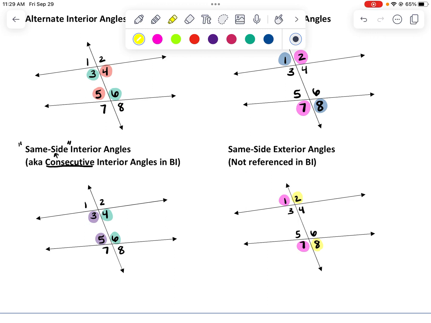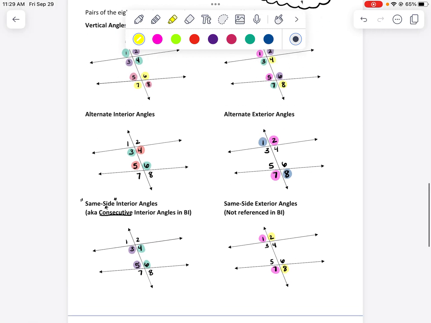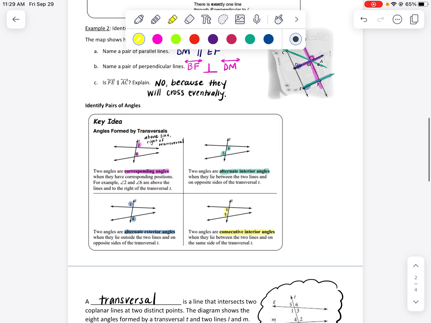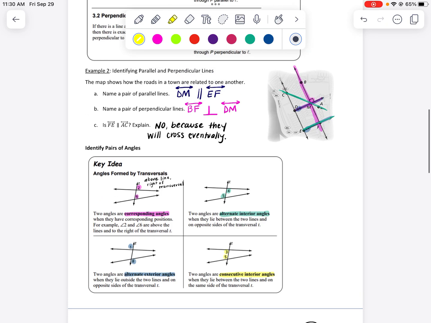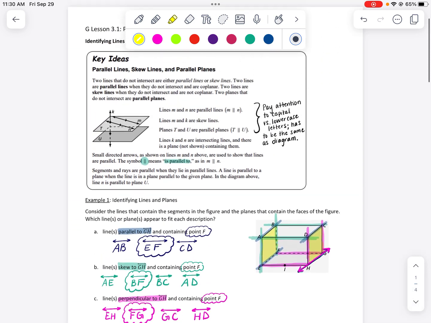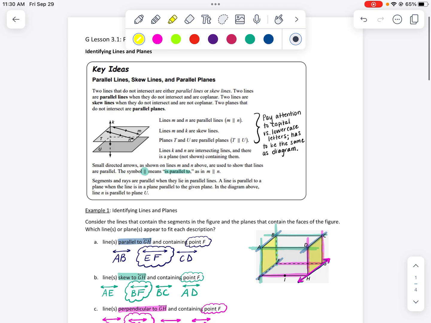So knowing those locations, again, is so important because when we get into proofs this chapter, you're going to have to use those locations with congruent statements, which we'll learn later, and how to pull it together. So go ahead and practice your homework. And if you have questions, you can always find me and ask.